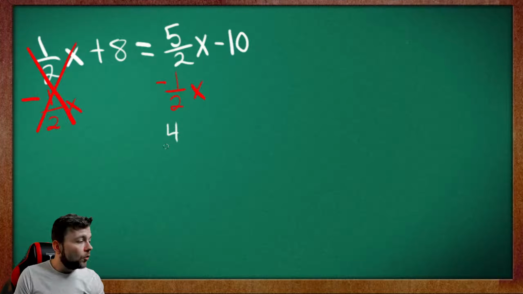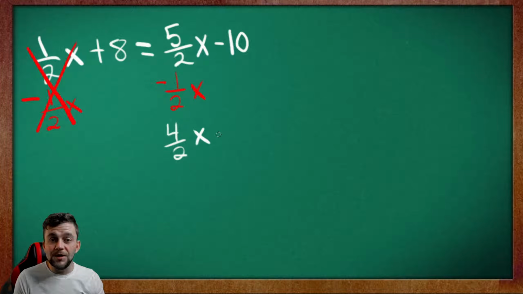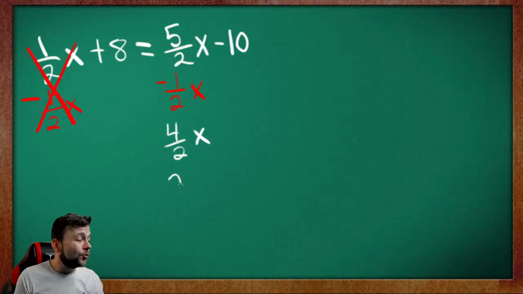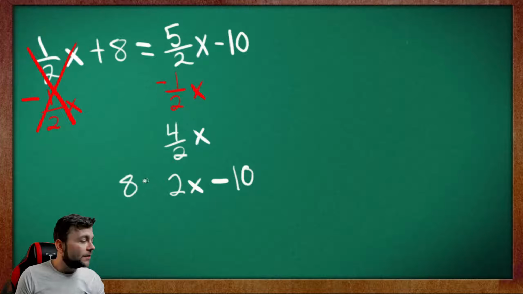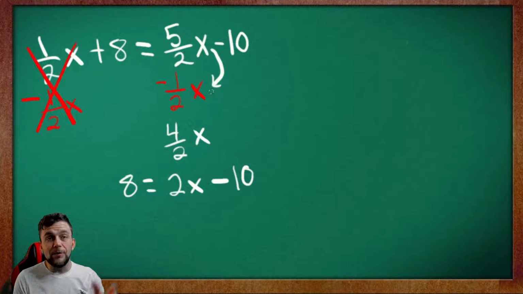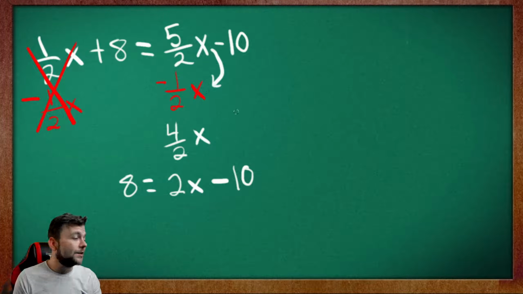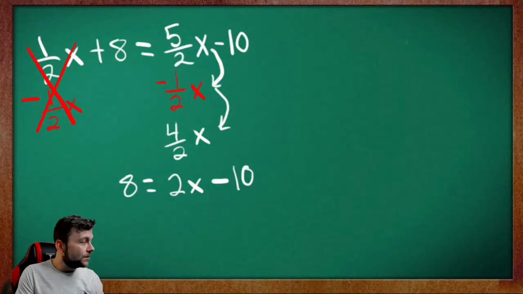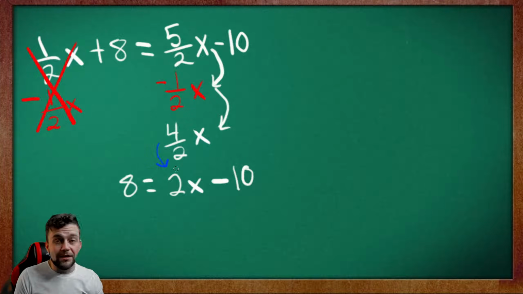4 over 2 x. And what is 4 over 2? It's another way of writing 2. So 2x and minus 10. And on the left side, we have 8 equals all of that 2x minus 10. Just to give you some arrows, we took away 1/2 x. We were left with 4/2 x, and that is another way of writing 2. We simplified to a 2.